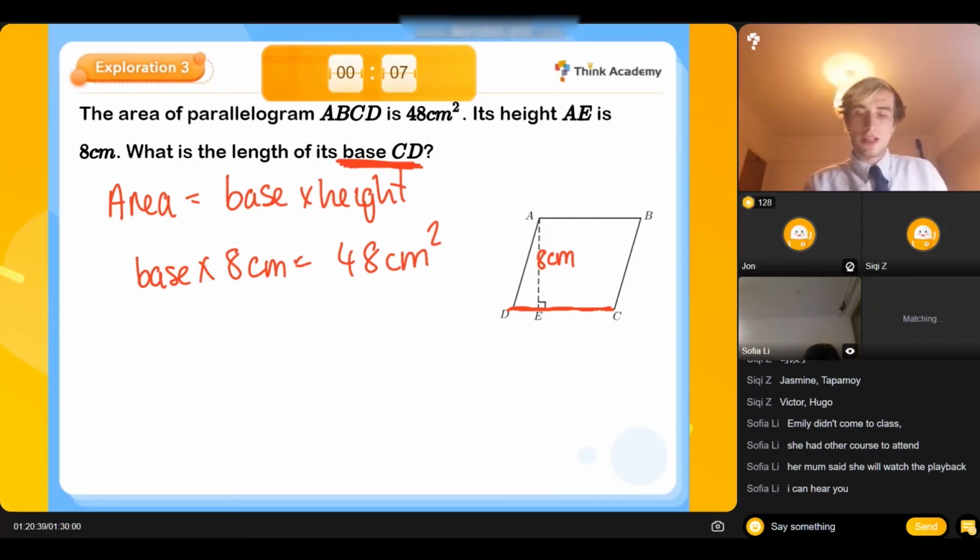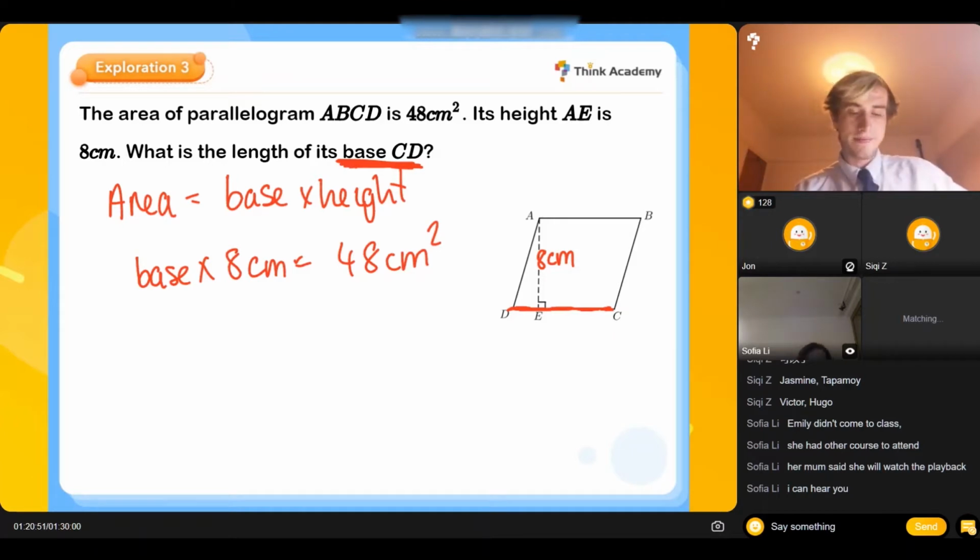I'm seeing one answer in the chat. I want to see lots of answers. Or let me know if you're not sure why people are getting 6. Hard. Okay, this is a hard one. Fine, I'm going to explain this question in a second for you. Lots of good answers coming in, and also well done writing the units.